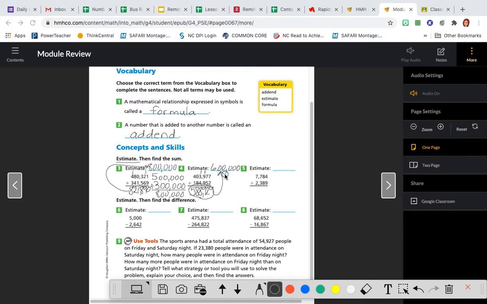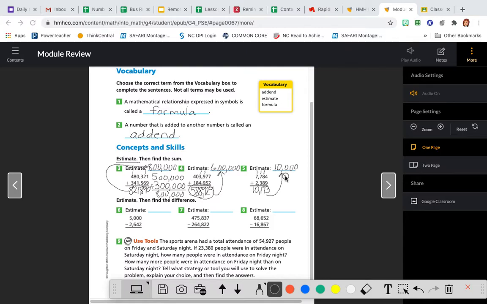Number 5, our estimate should have been 10,000. Working with a smaller number here. And let's just solve our problem. 4 plus 9 is 13. Carry the 1 over to the 10s. 1 plus 8 is 9. 9 plus 8 is 17. 1 plus 7 is 8. 8 plus 3 is 11. 1 plus 7 is 8. And 8 plus 2 is 10. So again, our answer is reasonable because it matches our estimate.